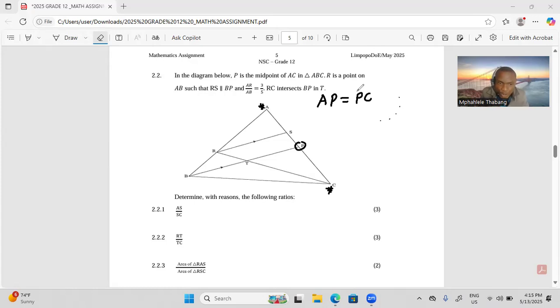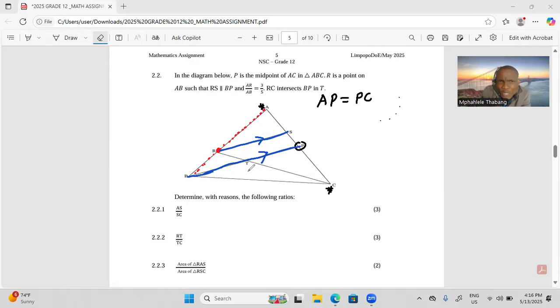Let's continue with the reading of the information. They are saying R is a point on AB. And it is true. If you look at this point, R is on the line AB. R is a point on AB, such that RS is parallel to BP. RS, BP, so these two lines are parallel. This RS is parallel to BP.